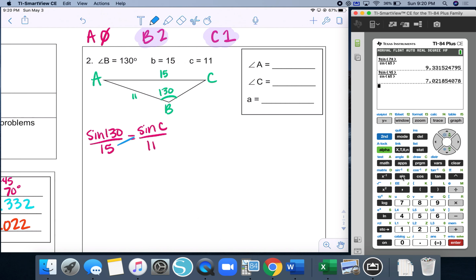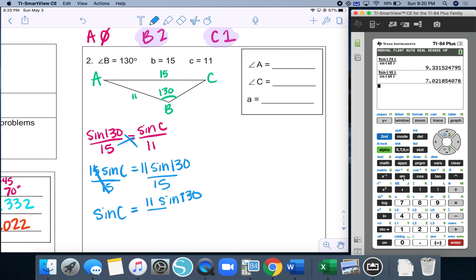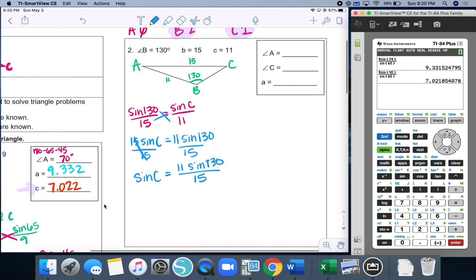So I'm still going to cross multiply, and then divide by 15. So I have sine C equals 11 sine of 130 divided by 15. Now notice I can't just put sine C. It says angle C, not sine C.